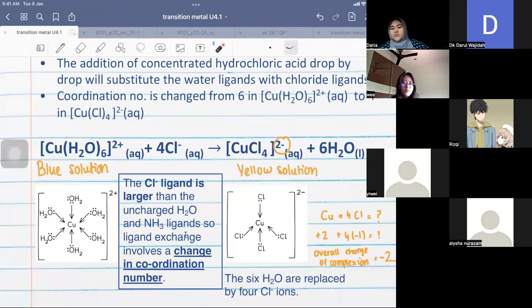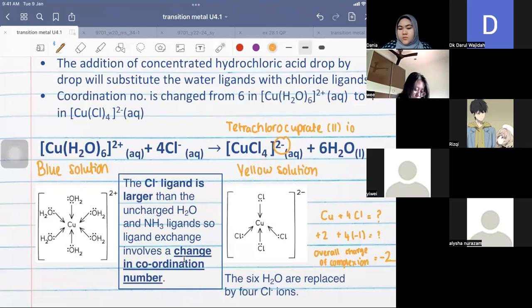What else do I want to add here? Now, the name of this ion is not copper chloride. It's tetrachlorocuprate. Tetra stands for 4, chloro is where the chlorine ligand is, and cuprate is for copper, with a charge of 2-. But you don't have to worry about the naming because they will very unlikely ask you to name the complex ion.